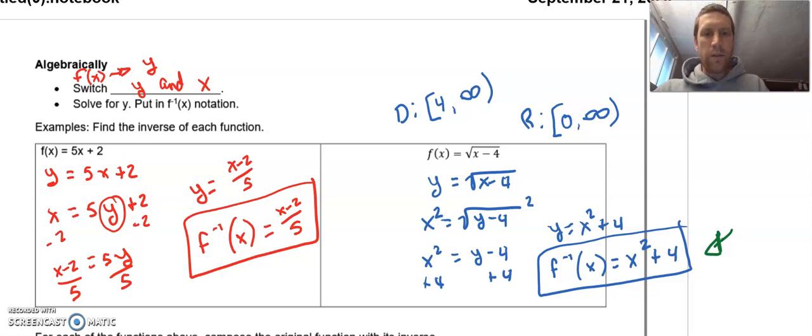We're saying the x and y values are going to switch. That's how you get that reflection. It means that the domain from f of x is going to be the range in the inverse of f of x. And the same will be true. The range from f of x will become the domain of the inverse.